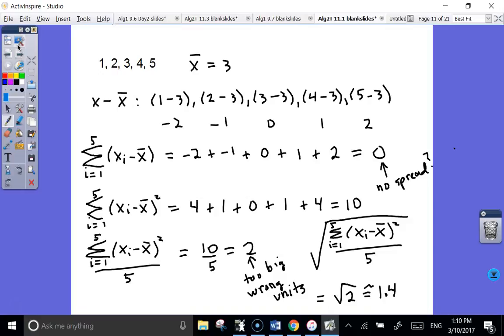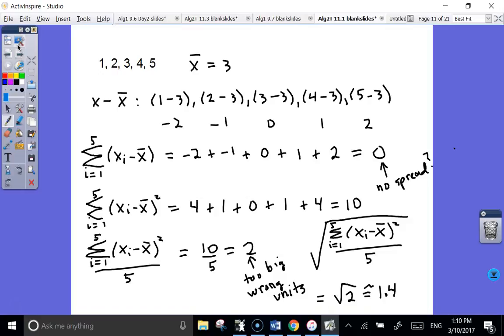Okay, so the last step, after you've summed up the squares and divided by the number of terms, is you take the square root, right? We squared over here, so now we take the square root. So this is the calculation: the square root of the sum from 1 to 5 of xi minus x bar squared, divided by 5. And so for us, we take the square root of 2, and that's 1.4. That's standard deviation.